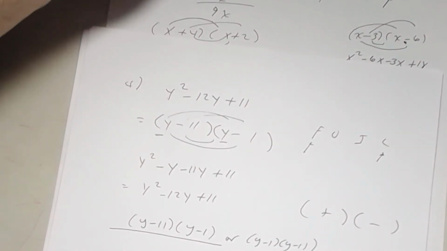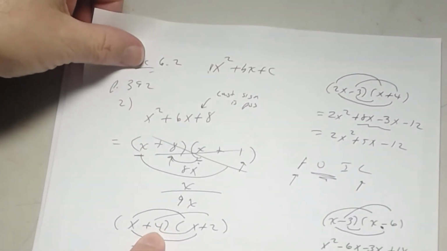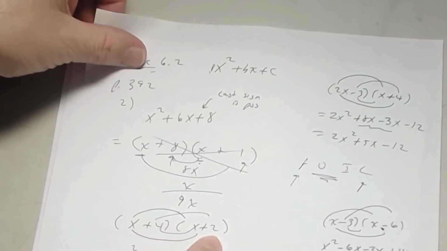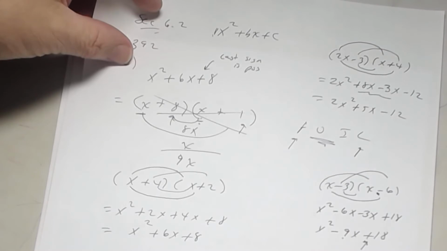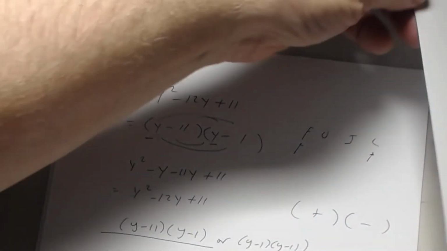Okay? All right, so over here, instead of putting 4 here, I could have put the 2 and the 4 the other way around. It does not matter. So my answer could have been x plus 2 times x plus 4. Does not matter.